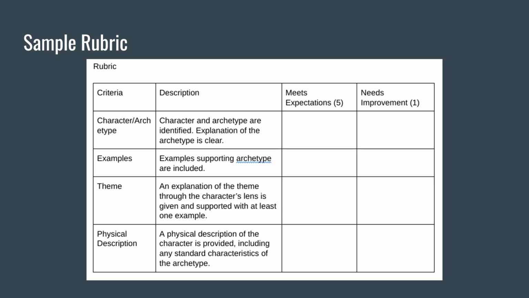This is the sample rubric. For the graphic organizer, it's very simple. The criteria includes the character or archetype, and did they include a description? Is the explanation clear? Do they provide examples supporting the specific archetype? Are they included in the graphic organizer? Do they provide an explanation of the theme through the character's lens and support that with at least one example? And do they provide the physical description of the character, including any standard characteristics of the archetype?